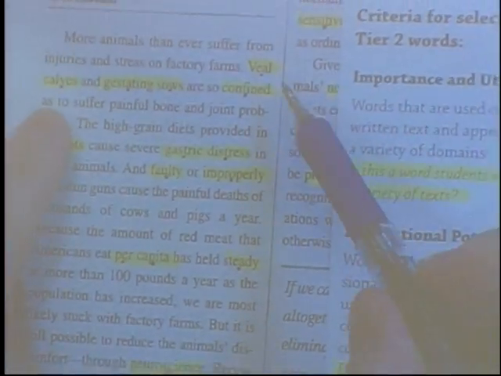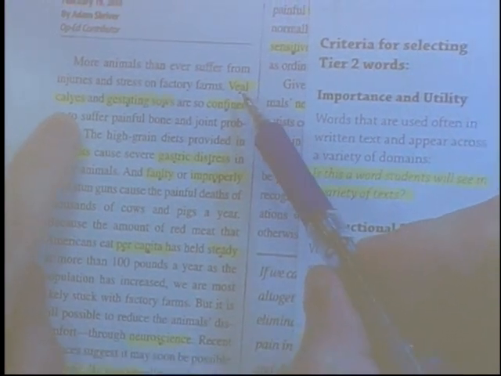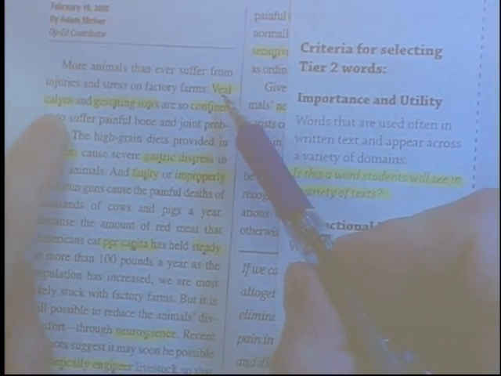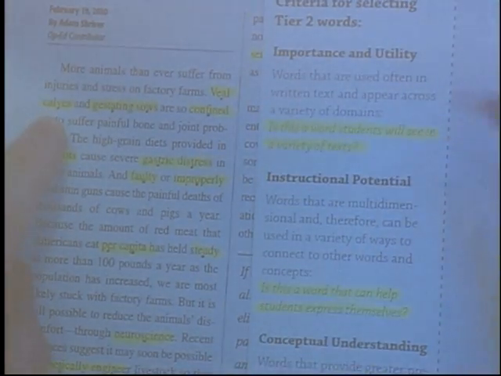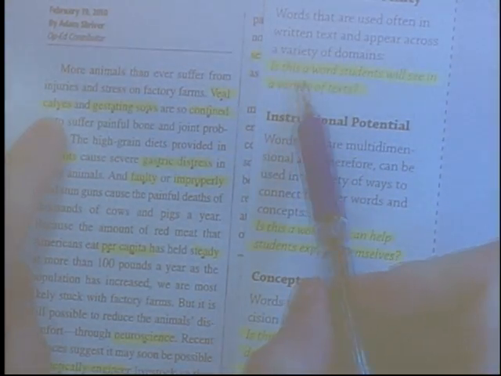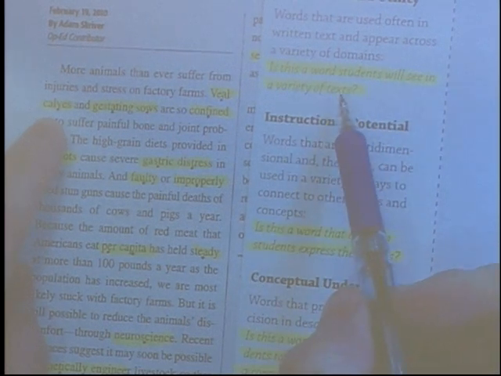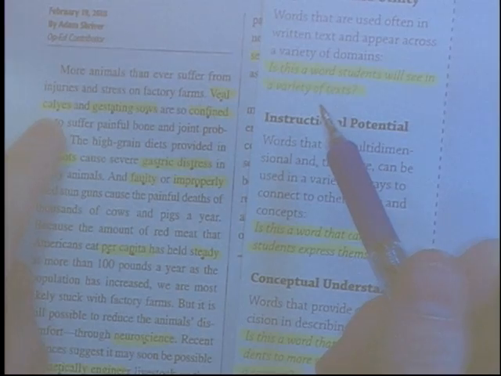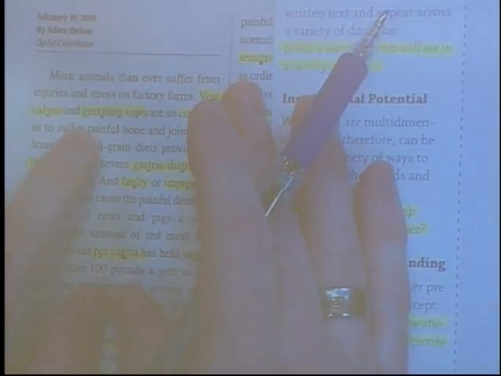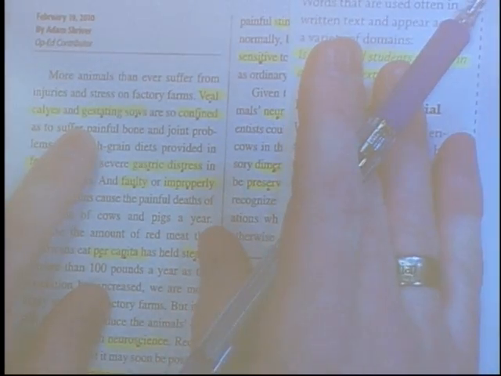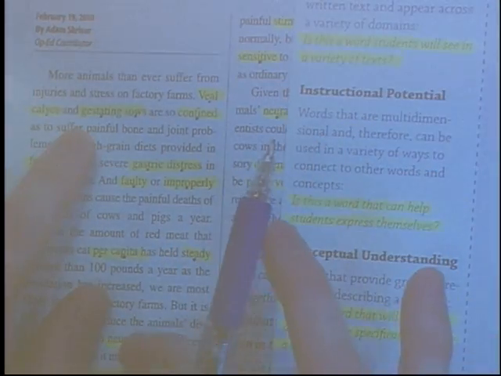Well, my first highlighted word is veal calves. Now, is that a word, I'm just going to go straight to my test question. Is this a word that students will see in a variety of texts? No. Oh, we sounded unanimous on that. No, they all went no. Okay, so I think we can probably rule that one out. It's probably much more specific to this particular text.